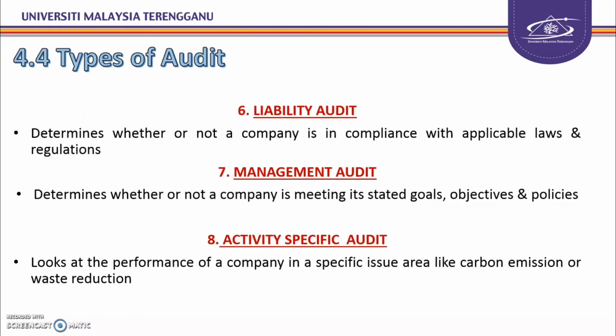Okay, and then number 6 is a liability audit. It determines whether or not a company is in compliance with applicable laws or regulations. And then number 7, management audit, determines whether or not a company is meeting its stated goals, objectives and policies. And number 8, activity-specific audit, looks at the performance of a company on a specific issue like carbon emission or waste reduction. Compared to that, the issue audit is more general, but the activity-specific audit is more scoped and focused on a specific area.